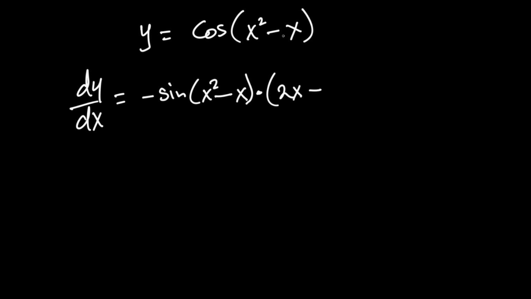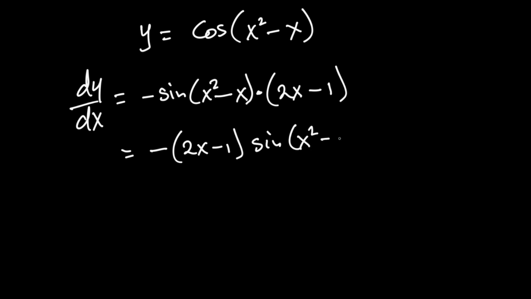2x, then the differential of x is giving us just 1, and this is what we are getting. We can choose to bring this to the front, and if we do that, we're going to be getting our answer to be negative (2x minus 1) sine(x squared minus x). And that is pretty much it for this question.